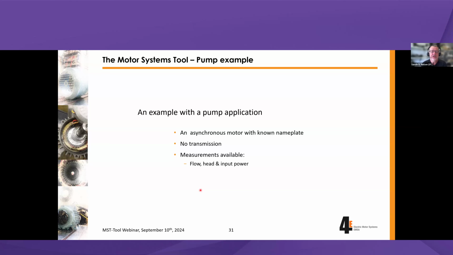It was an asynchronous motor with a known nameplate. That means it was readable. There was no transmission, and we were actually, in this case, able to measure both the flow and the head and the input power of the machine. So that would be what I would call an easy peasy case, but still it's interesting to put it into the MST tool to get some of the, I would say, underlying calculation results.